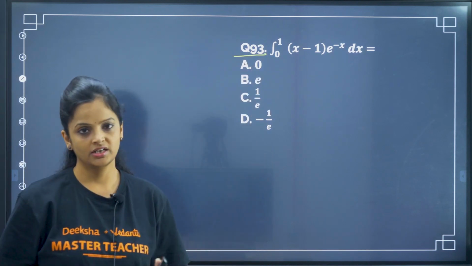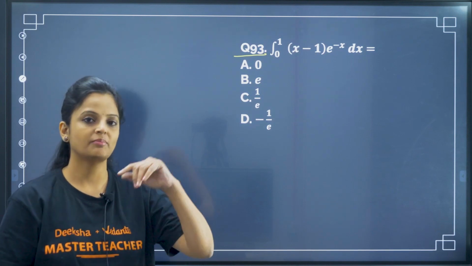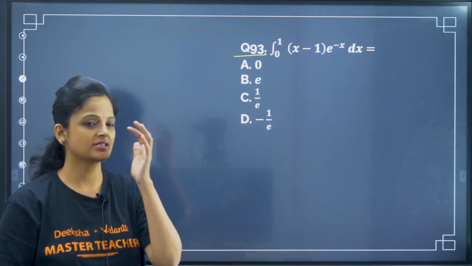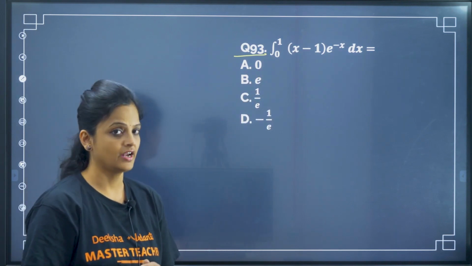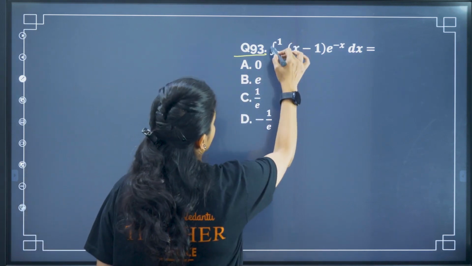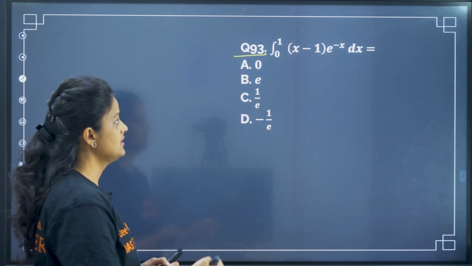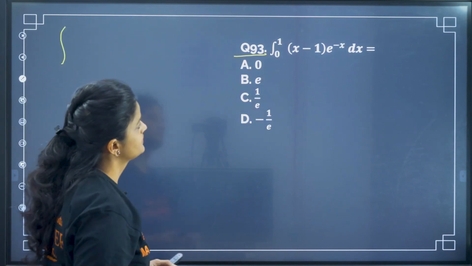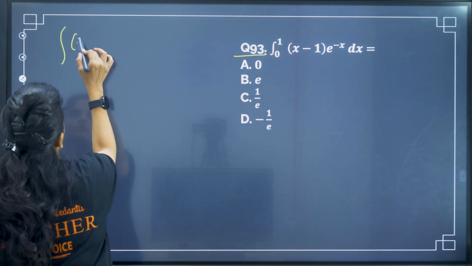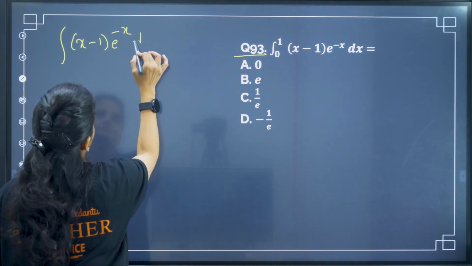93rd question, integration. In this mock test, many integration problems we have solved in part 1 only, around 6 to 7 integration problems. And here also a few more we have. Okay, so integral of x minus 1 into e power minus x is there, and this is a definite integral. So I'll use integration by parts. x minus 1 into e to the power of minus x dx.